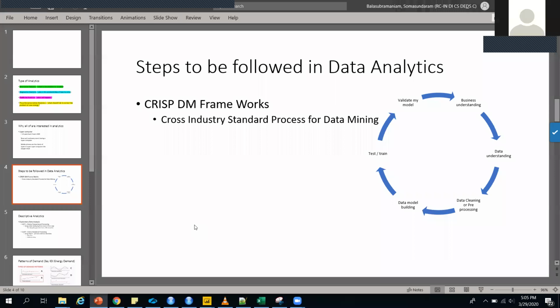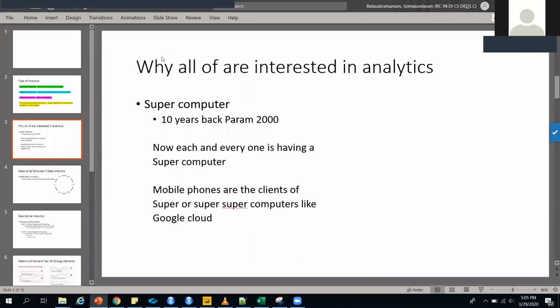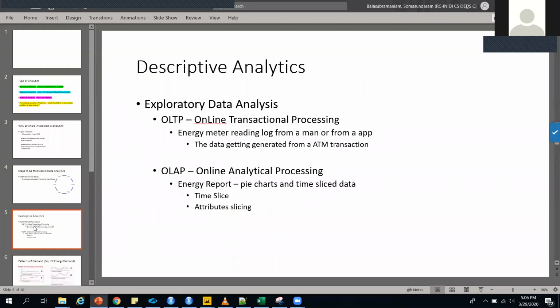So that is a small introduction about different types of analytics, and why we are more interested in analytics, especially in this decade and the decade to come. And what is descriptive analytics? That is something we have seen. We discussed two types of data processing or database availability. One is the transactional data, and another is the data warehouse. In a data warehouse, we have the data in a specific format so that we can do the OLAP operation.